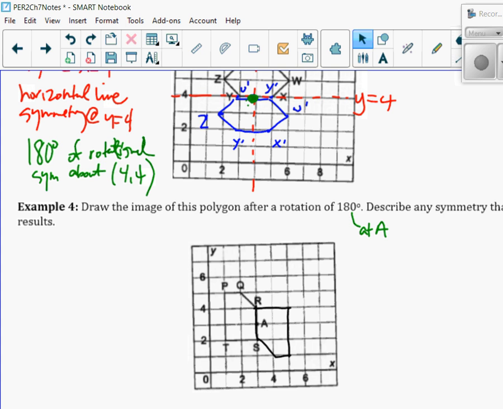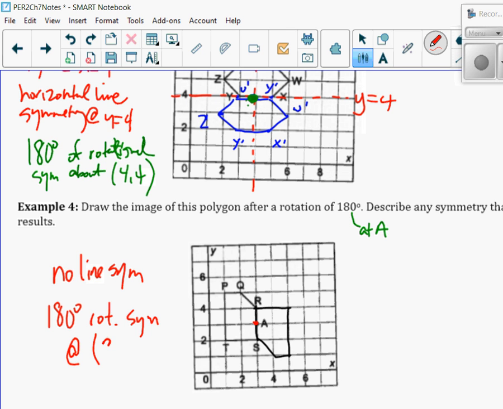Okay, so is there any line symmetry? No. No line symmetry. And of course, if I'm rotating it about A, then there has to be 180 degrees of rotational symmetry at A, which is at 3, 3. And there you go.